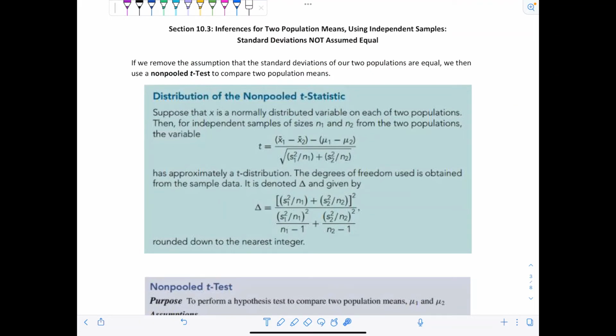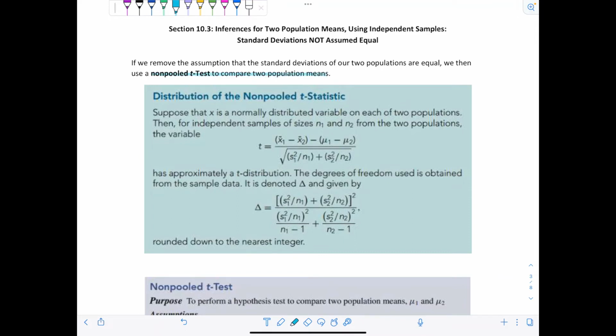All right, so now let's jump into section 10.3, inferences for two population means using independent samples. Only difference is now standard deviations are not assumed to be equal. So if we remove the assumption that the standard deviations of our two populations are equal, then we use a non-pooled t-test to compare two population means.